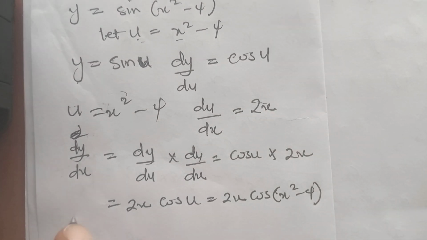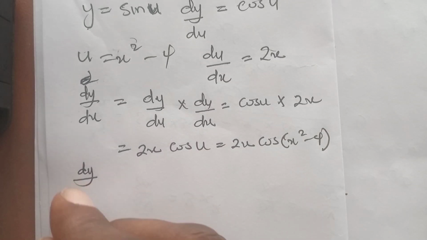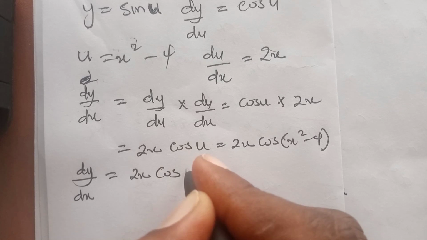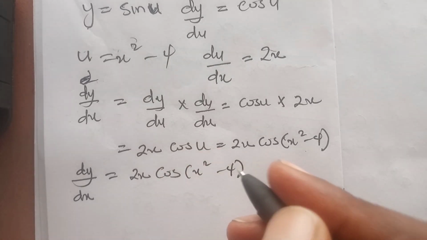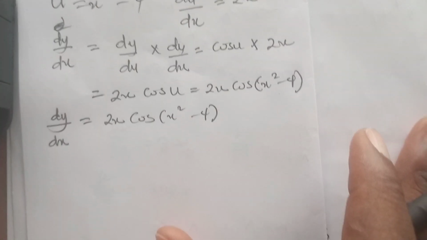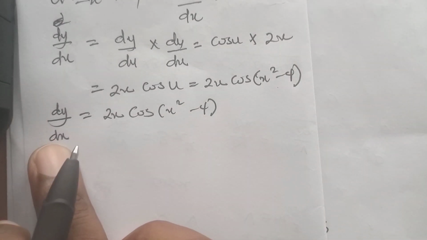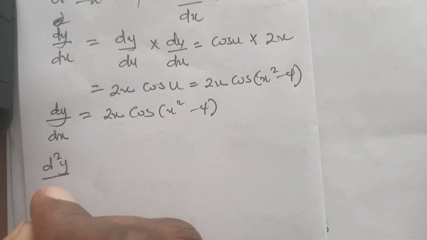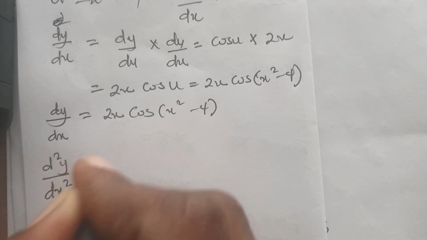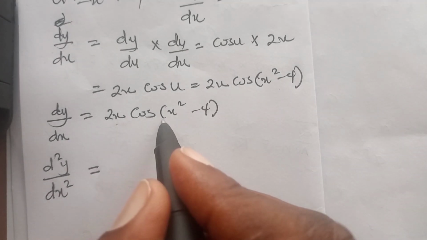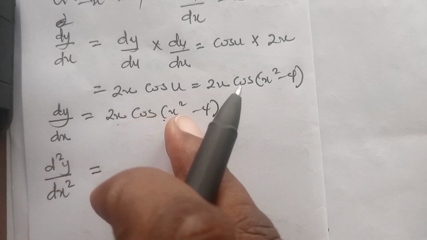So our dy dx now is this 2x, I'm just writing this again, cos of x squared minus 4. But the question says find the second derivative. That's what we are told to do. But here, what we are doing, this is the first derivative. So now let's do the second derivative. D squared y over dx squared equals, now you notice something. This is 2x. This is cos open bracket x squared minus 4. There are two entities here, isn't it?